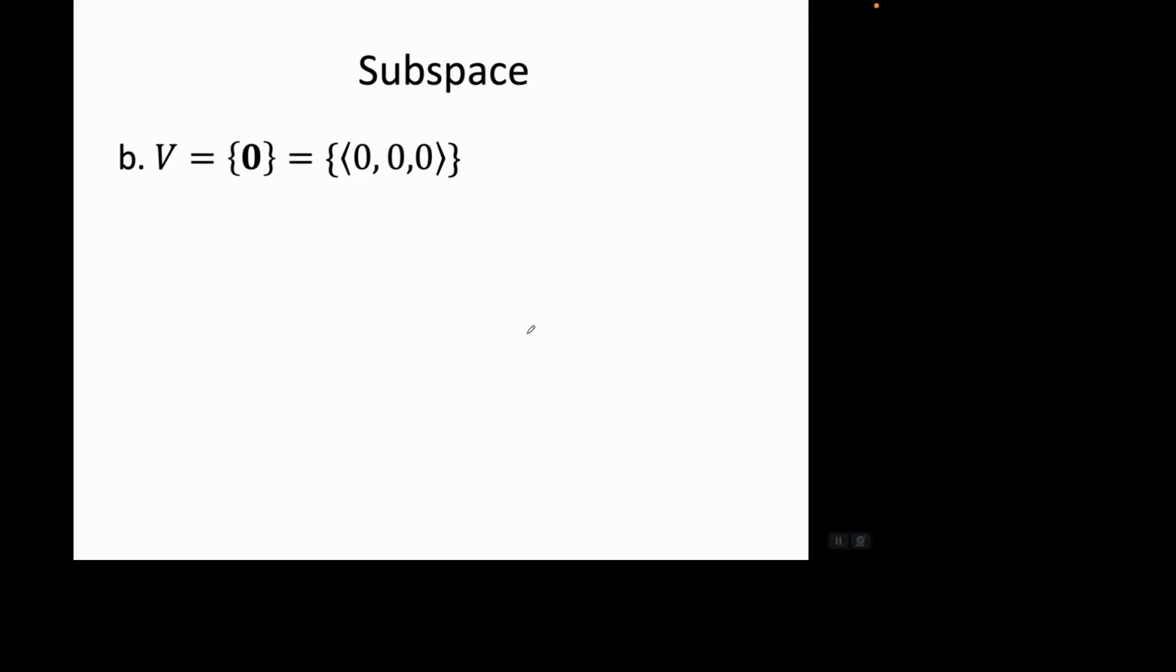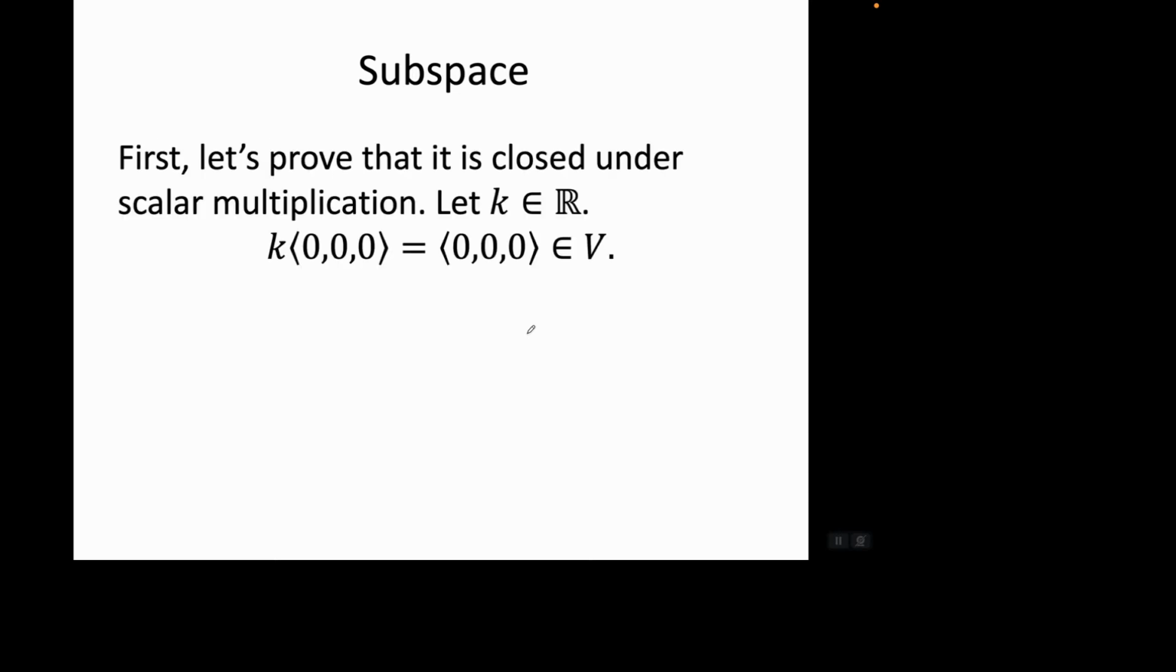How about V just consists of one vector, the 0 vector, (0, 0, 0). Is this a subspace of R3? First, let's prove that it's closed under scalar multiplication. Let k be in R. k times (0, 0, 0), well, that's just (0, 0, 0). That's in the vector space.